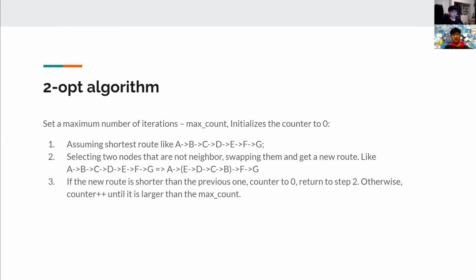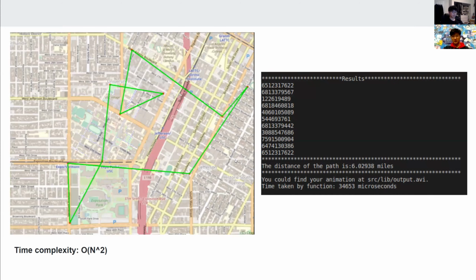Then is the 2-OPT algorithm. The high level is that we set a maximum number of iterations, max count, and initialize the count to 0. Step 1 is assuming a shortest route like A to B to C to D to E to F to G. Step 2 is selecting 2 nodes that are not neighbors, swapping them and getting a new route, like swapping B and E. Step 3 is if the new route is shorter than the previous one, then set it to the current shortest route and set the counter to 0, and then return to step 2. Otherwise, counter plus 1 until it's larger than the max count. When the count hits the max count, the current shortest path is the shortest path. And this is the result of this algorithm. And the time complexity is big O of n squared.